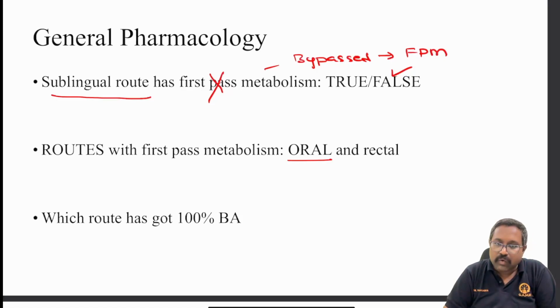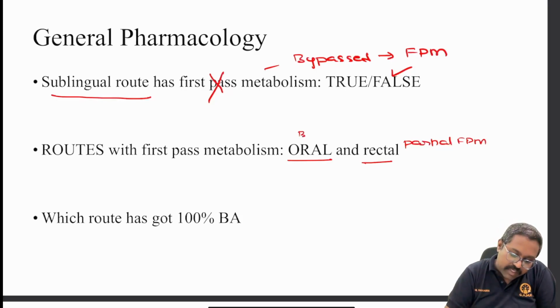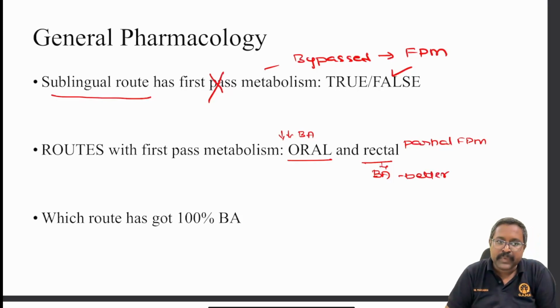And when comparing the oral route and rectal route, there will be partial first pass metabolism with respect to the rectal route. Bioavailability with the oral route is reduced, whereas bioavailability with the rectal route is slightly better when compared to the oral route.